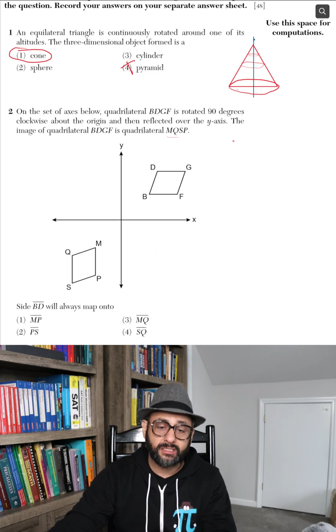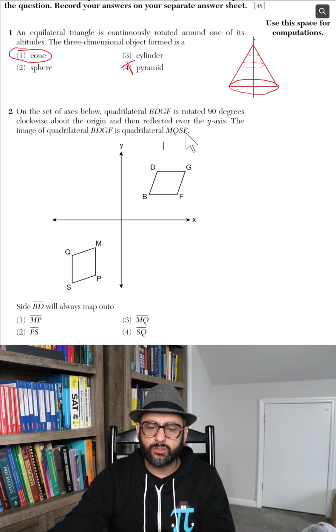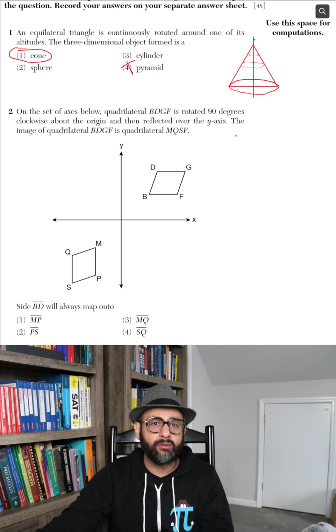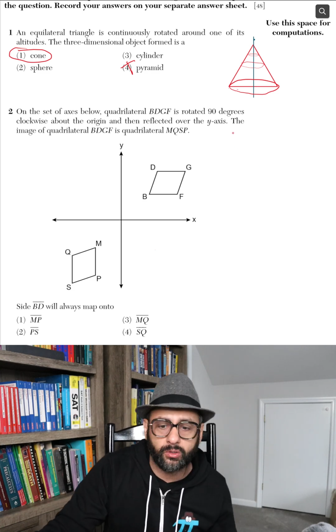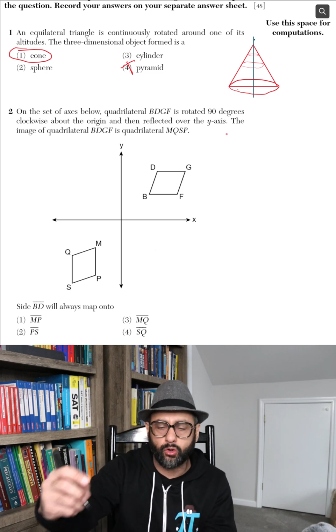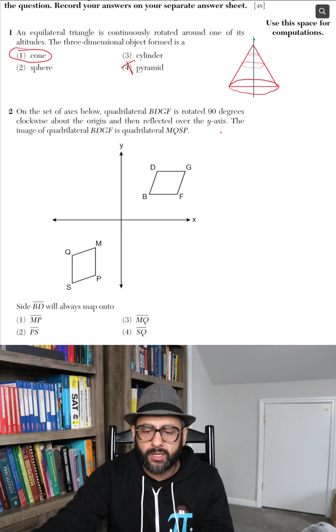And in this case, what really matters is the order of the vertices. So when they write this, they are required to give the vertices in the order that they correspond to each other. So MQSP corresponds to shape BDGF in that order.